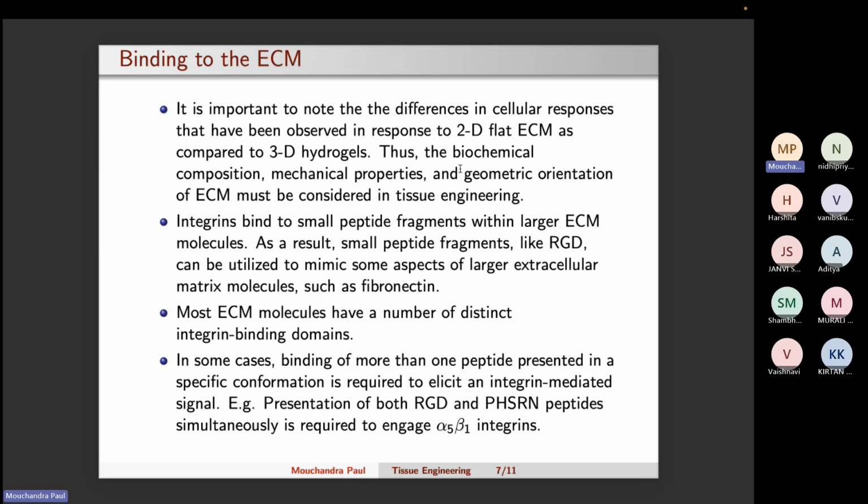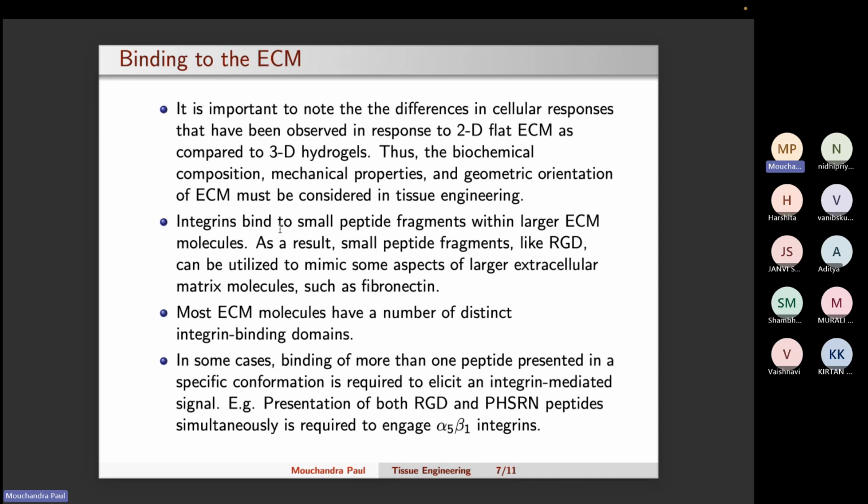So one should consider the biochemical composition, meaning what is the composition of the material that you are using, the mechanical properties, as well as the orientation of the ECM or whatever material that you're using, how the polymer chains are oriented, etc. So you guys should think about them before designing any tissue engineered scaffold, because the response will be different. As you have seen, different types of integrin based junctions are formed by the cell. So depending on what kind of substrate is available to the cell, it will form that kind of a junction.